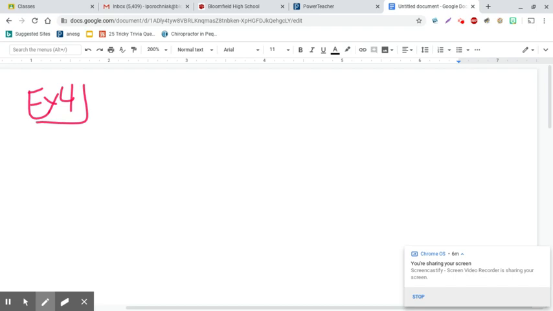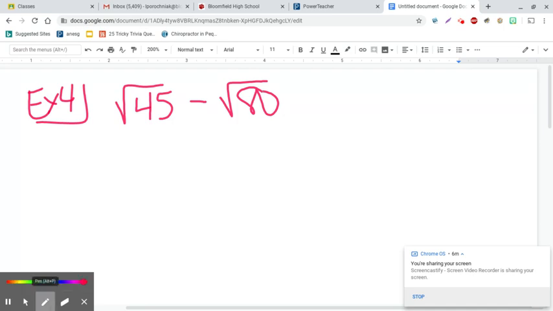I'm going to do radical 45 minus radical 80. Okay. Guys, you can get a negative number, so do not freak out if you get negatives. It's fine. All right, so what we want to do, they're the same index, but they're not the same radicand, but both can be broken down. So we're going to break down 45, and we're going to break down 80.